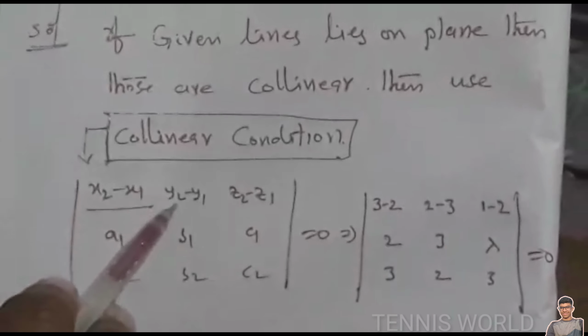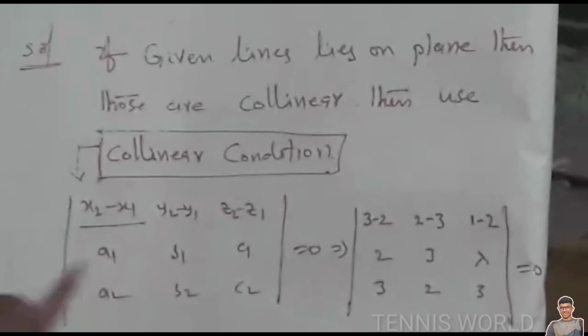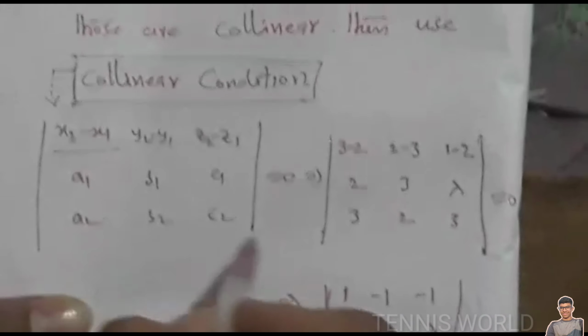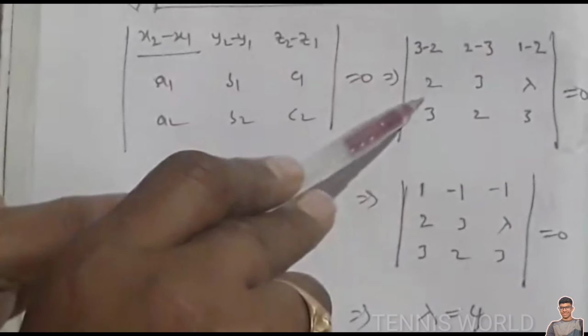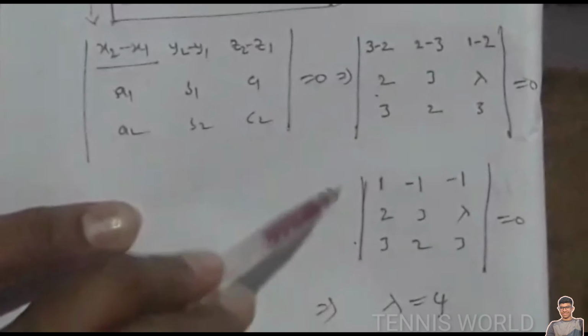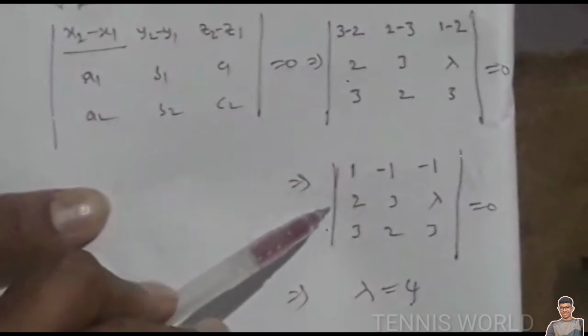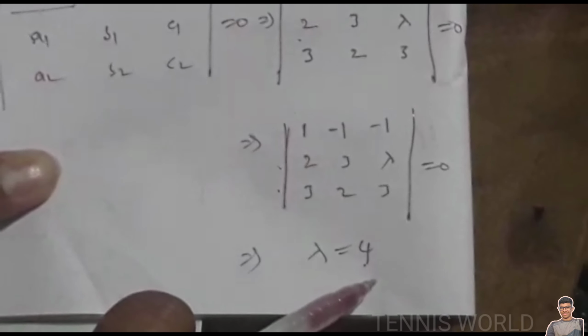So what is the collinear condition formula? The first row is x2 minus x1, y2 minus y1, z2 minus z1. The second row is the first line's direction ratios, the third row is the second line's direction ratios. Keep the values here and use the determinant concept. Everybody knows how to apply the determinant, with plus minus plus signs. Ultimately we can get the lambda value. Here I got the lambda value as 4, with the help of the collinear condition.